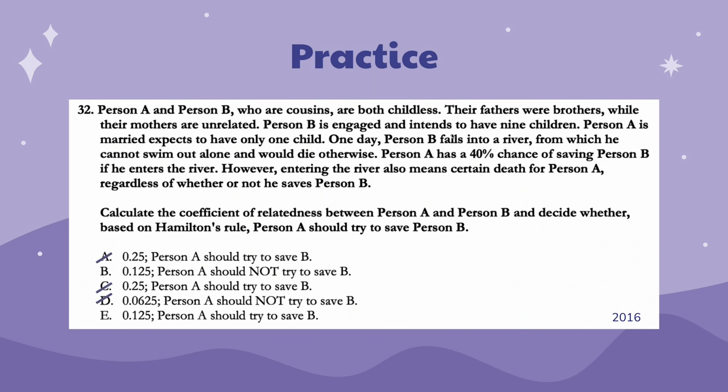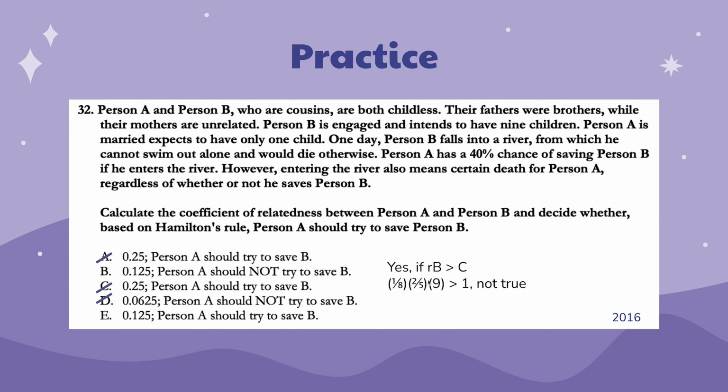So right now we're just choosing between whether person A should save person B or whether person A should not. So we can use Hamilton's rule to do this. So we know that if RB is greater than C, then yes, person A should save person B. So when we plug our numbers into the equation, for R, coefficient of relatedness, we have 1/8.